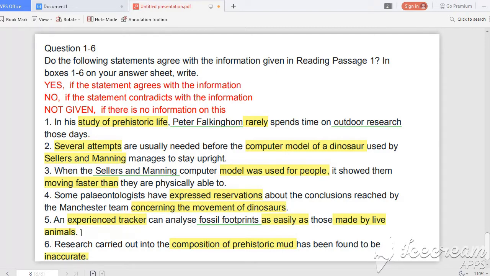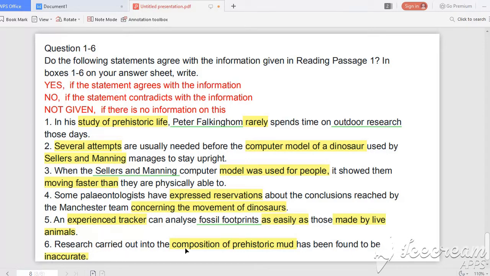Again, I think this is a very straightforward question. The keywords here are experienced tracker, fossil footprint, and made by live animals, and the qualifying word here is "as easily as." Now let's move to the next question.